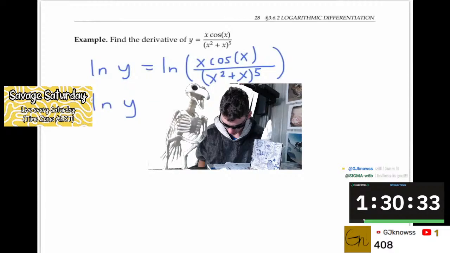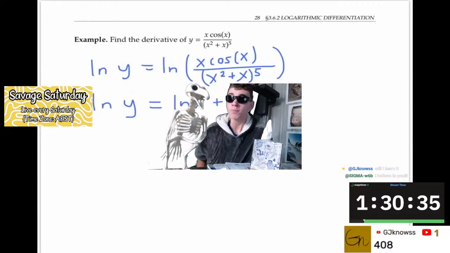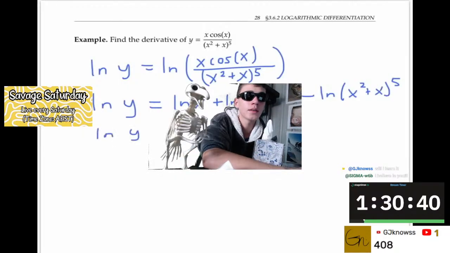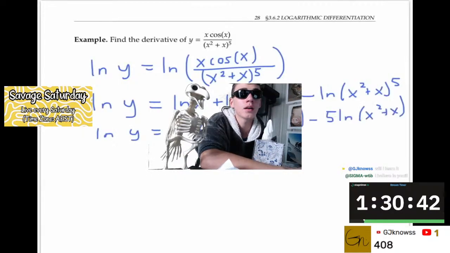So in this example, the log of y is equal to ln of x plus ln of cosine of x minus ln of (x squared plus x to the 5th power). I can even bring that 5th power down, because that's another one of my log rules. Now it's much more straightforward to take the derivative of both sides.